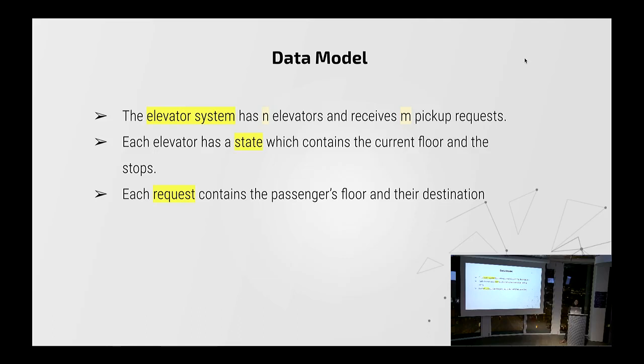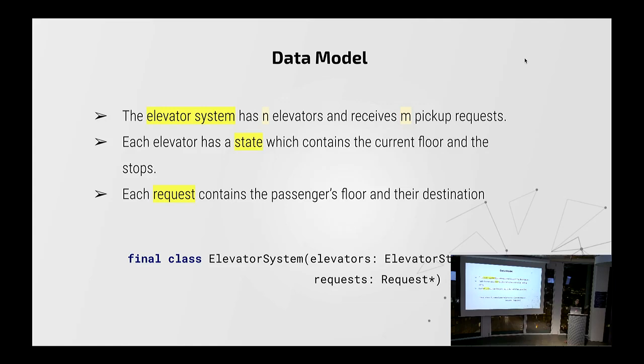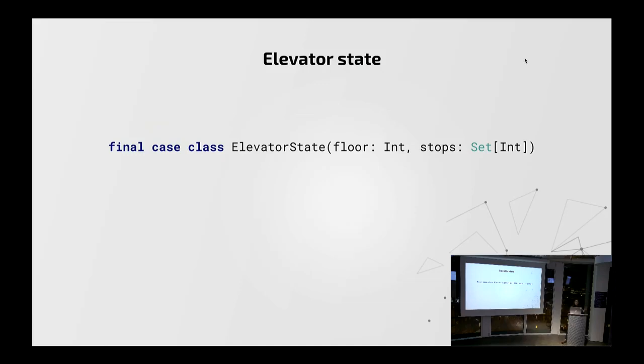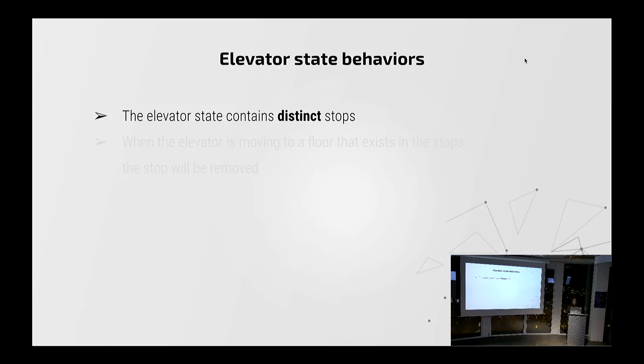We can imagine many elevator states, because we would have 4 elevators and many requests, infinite requests. We don't know the people when they come. So first, let's move to the elevator state. As I mentioned, it contains the current floor and the next stops. For the behaviors that will change this data, they would be defined in functions.